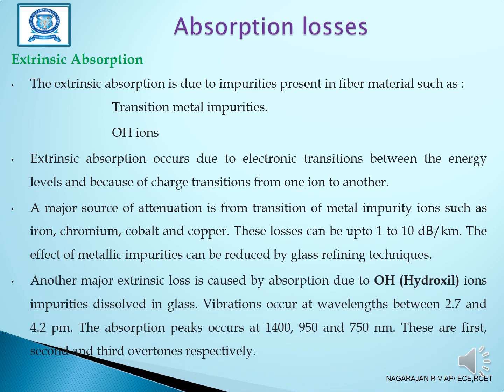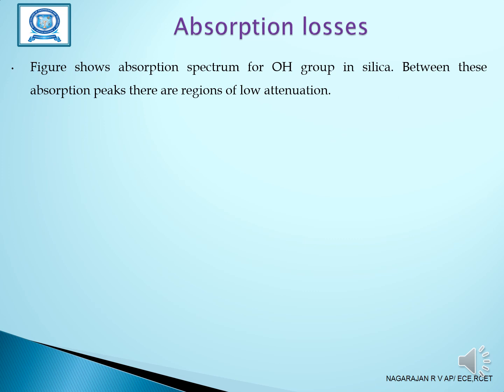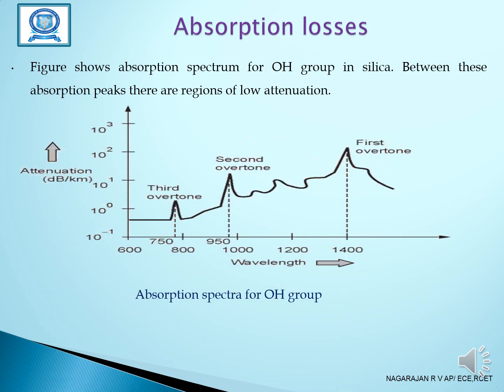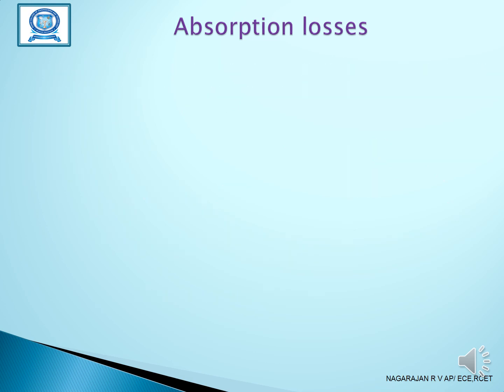Another major extrinsic loss is caused by absorption due to OH ions, an impurity dissolved in glass. The vibration occurs at wavelengths between 2.7 and 4.2 micrometers. The absorption peaks occur at 1400, 950 and 750 nanometers, the first, second and third overtones respectively. The following figure shows the absorption spectrum of the OH group in silica. Between these absorption peaks there are regions of low attenuation in OH absorption.